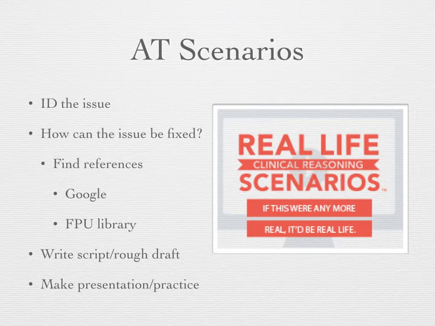Again, we'll use the same kind of process, find the references. You can use Google, the Fresno Pacific Library again. Same kind of process as we were just talking about with our signature choice assignments. You want to find quality references to support your ideas for this assignment. You want to write your script, rough draft, and make the presentation and practice it. So when you do it, you're ready to do it.